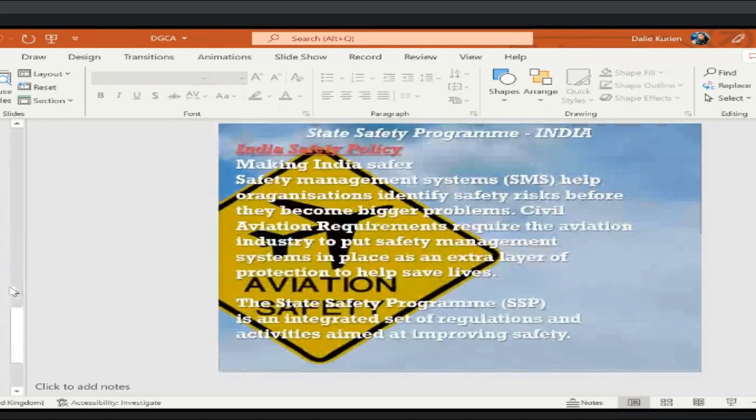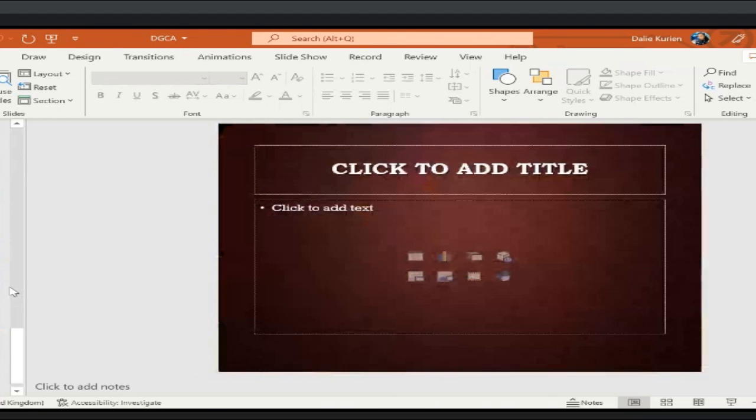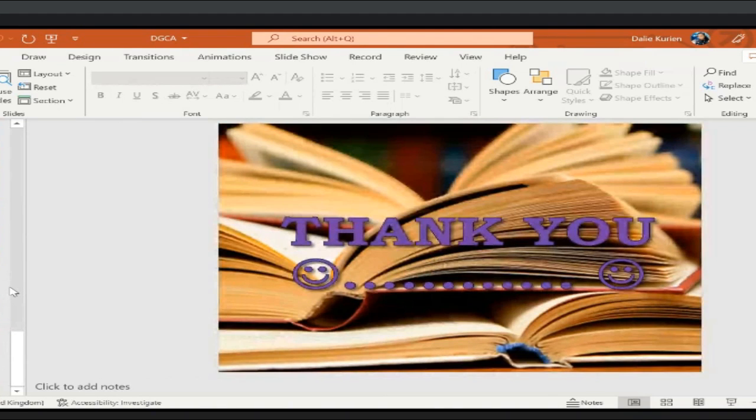Now, safety policies in India: the safety management system, SMS, is a set of aviation requirements which needs to be followed by every airport, or let's say every airline, and which is actually given by DGCA. Now, are there any doubts on DGCA?